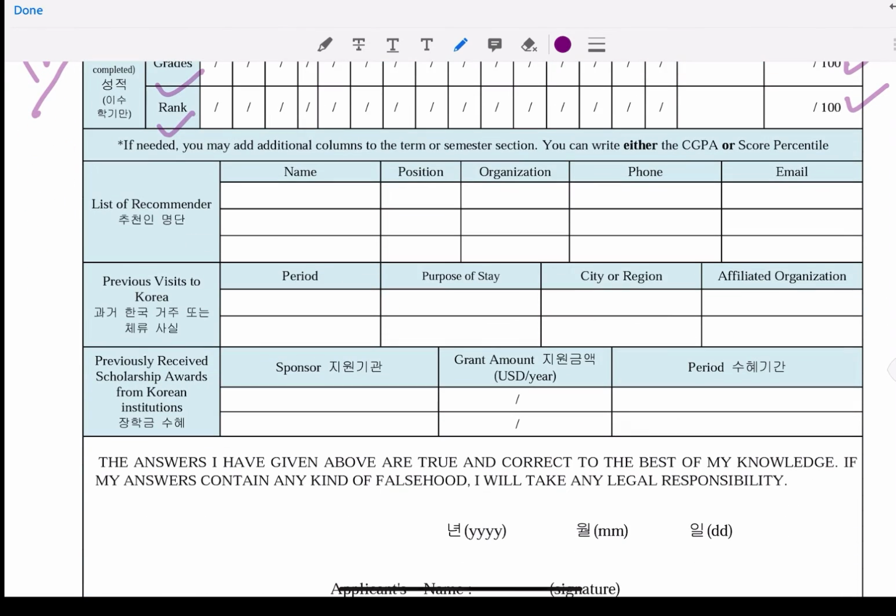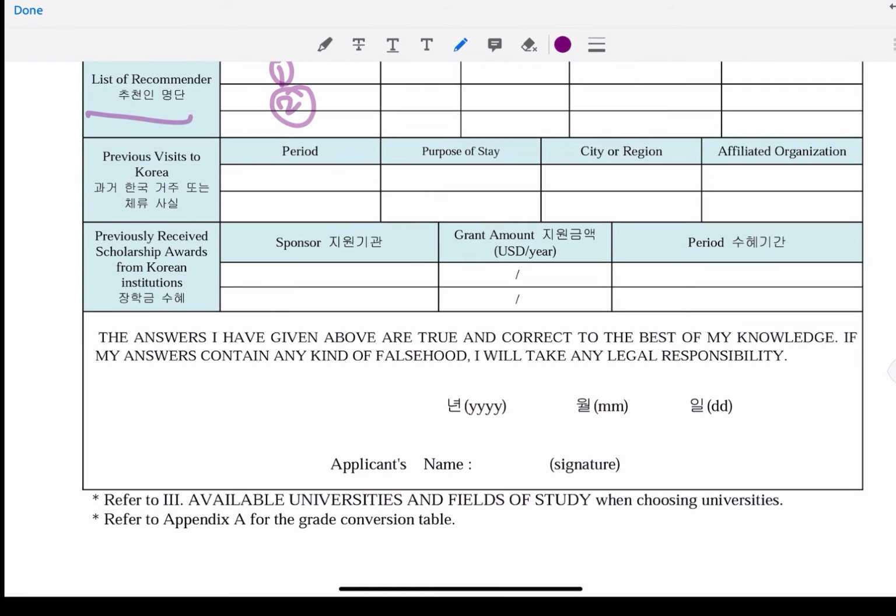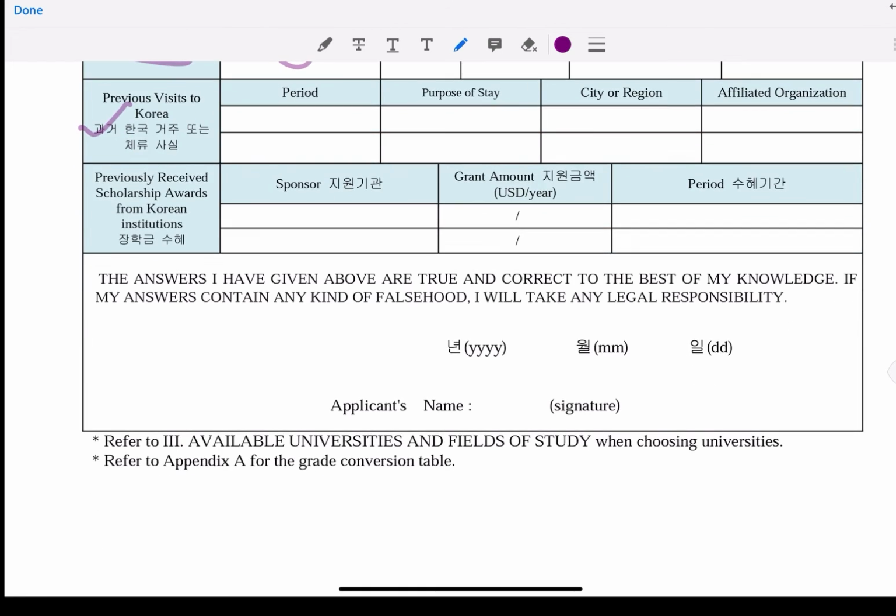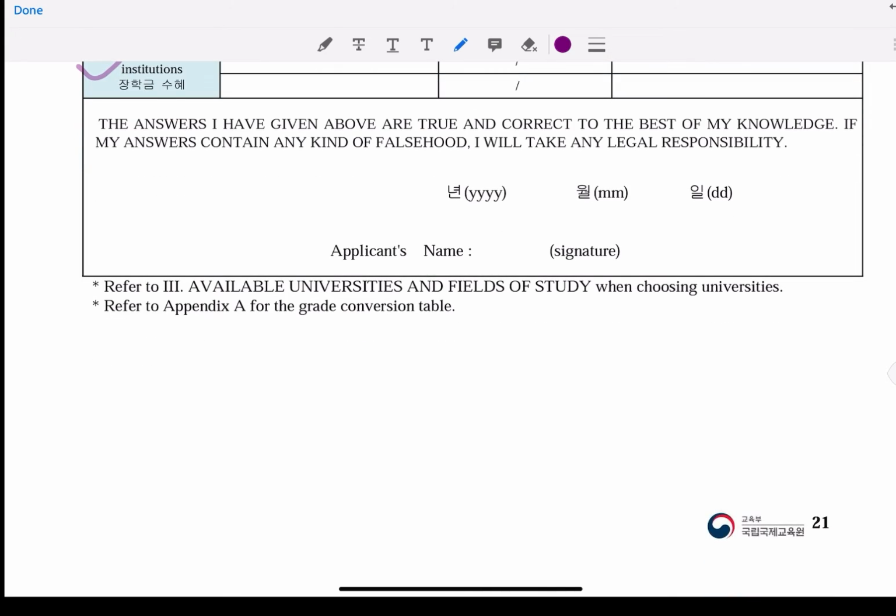And for the recommender, you should write the name of the person that you are choosing, their position, their organization, and also their phone number and email. And also if you have previously visited Korea, you can mention it here. And you can also mention any previous scholarship from a Korean institution. If you have any, you can mention it, and it can be a plus point. Then name, signature, and date, everything.